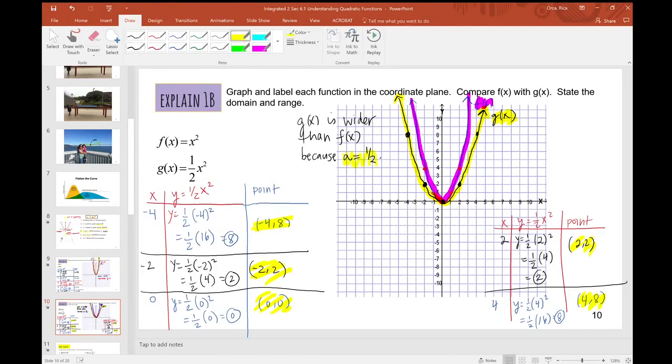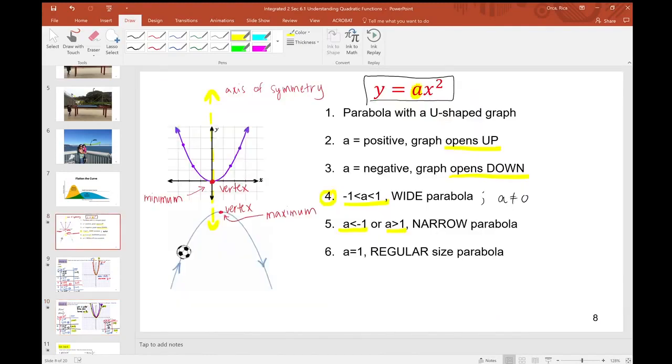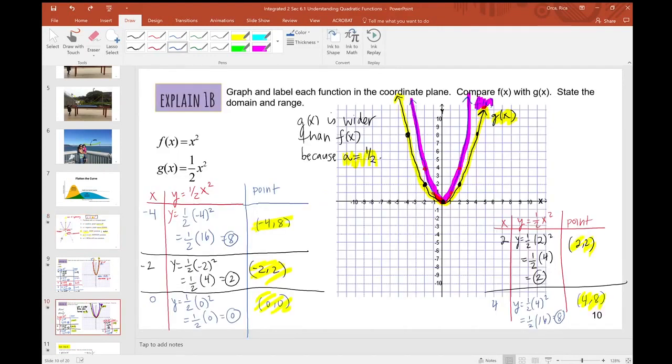Remember what we talked about earlier? If a is between -1 to 1. So let me pull up that slide. If a is between -1 to 1 and is not 0, then you'll end up with a wide parabola. We'll skip the domain and range for now, and we'll get into that later on.